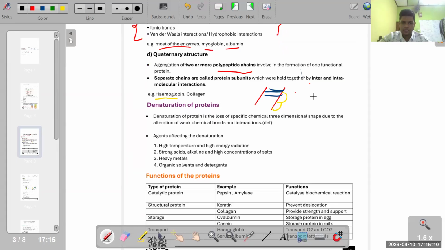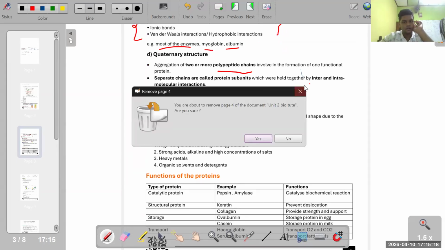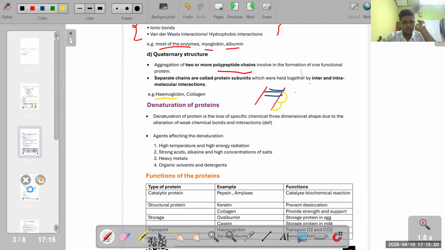Clear, right? Then shall I move to the next topic? So after this topic, a small table. After that table, we will be ending protein today, right? Right. Okay. Denaturation of protein.